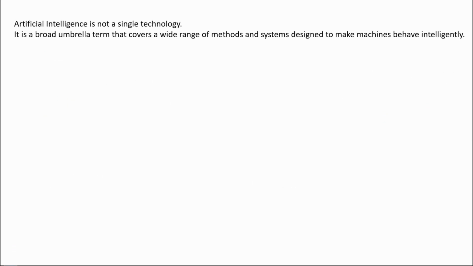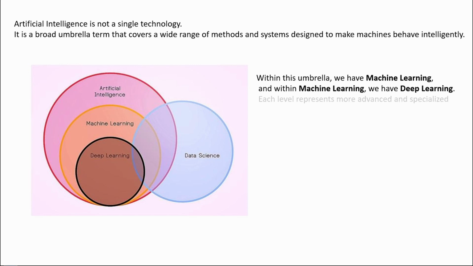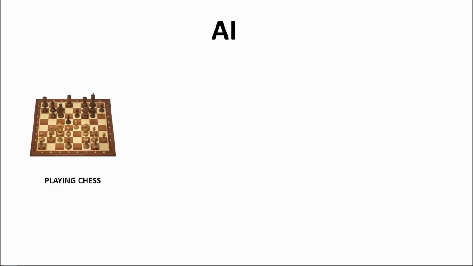Artificial intelligence is not a single technology, it is a broad umbrella term that covers a wide range of methods and systems designed to make machines behave intelligently. Within this umbrella, we have machine learning, and within machine learning, we have deep learning. Each level represents more advanced and specialized forms of learning. Alongside these, we have data science, which overlaps with AI in several areas, but also exists independently with its own goals and applications.